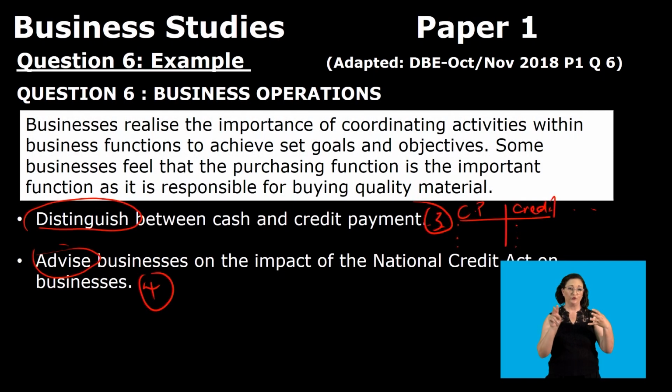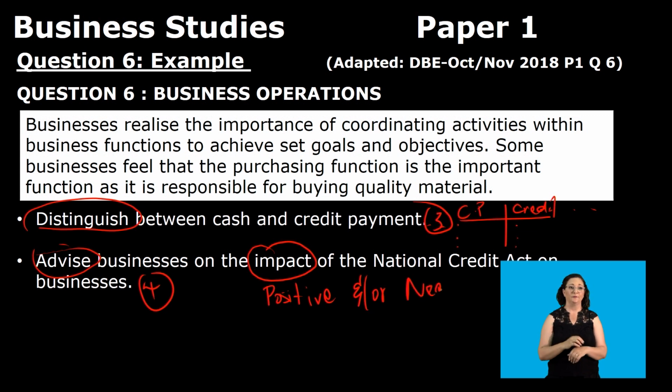Advise businesses on the impact of the National Credit Act on businesses. So you write the impact. Don't forget, what are impacts? Impacts refer to the positives and/or negatives. So don't forget that. In your essay, you have to show either the positives and/or the negatives. It's totally up to you. But don't forget, when they speak of the impact, they're speaking of the positives and/or negatives.